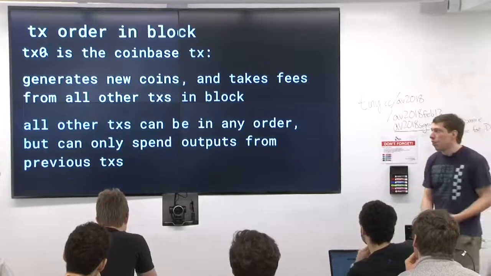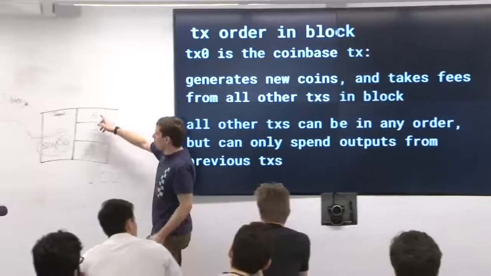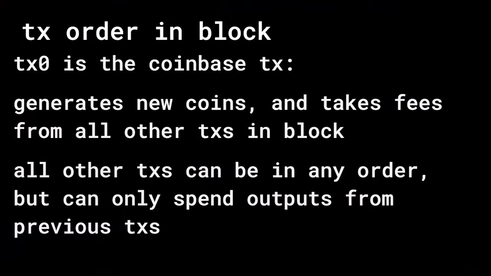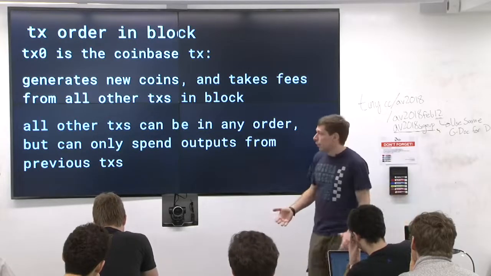So transaction 0 has essentially no input. Transaction 0's input field is just empty, anything you want to put, any bytes you want to put in there. Its output field generates new coins. So that's currently 12.5 coins. So currently, if you mine a block with only TX0, you get 12.5 coins.